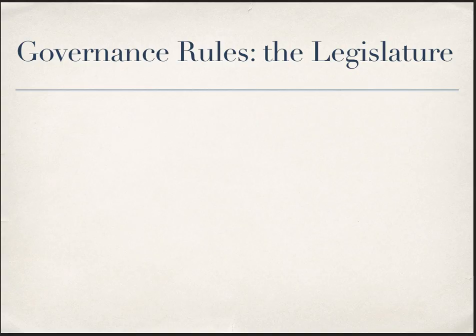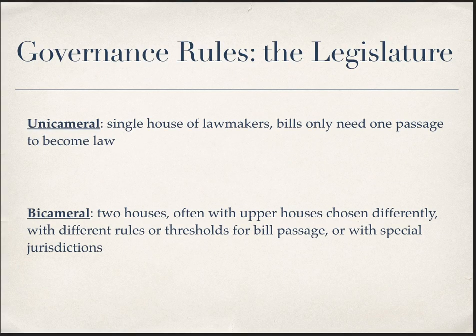Okay. Governance rules in the legislature, things that we might care about: unicameral versus bicameral houses. The United States, of course, is bicameral. We have two houses. Usually the upper houses are chosen differently. They have different rules for how they're chosen, different thresholds for when bills can pass. Maybe they have special jurisdictions. The House of Lords in Great Britain is the upper house. It has very few powers compared to the House of Commons. In the United States, this is exactly reversed, right? If one chamber of the legislature has more power, it's probably the Senate.